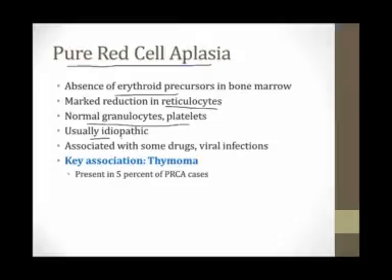This is usually an idiopathic disorder, although it is also associated with some drugs and viral infections, just like aplastic anemia. And the most important thing to know about this disorder, especially for taking step 1, is that it is associated with thymoma, which is a rare tumor of the thymus. This is present in 5% of cases of pure red cell aplasia.